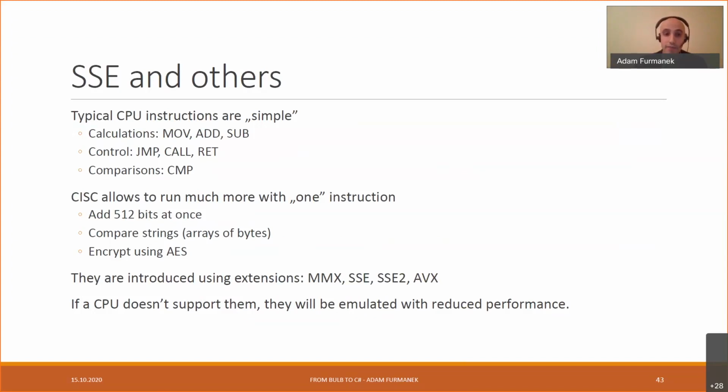And the advantage of these instructions is they are executed physically, natively by the CPU. So they are pretty fast. We can emulate them using software, but it's much slower then. So even if your CPU doesn't support them, you may still be able to run your applications. However, it will be much slower than the native physical support.